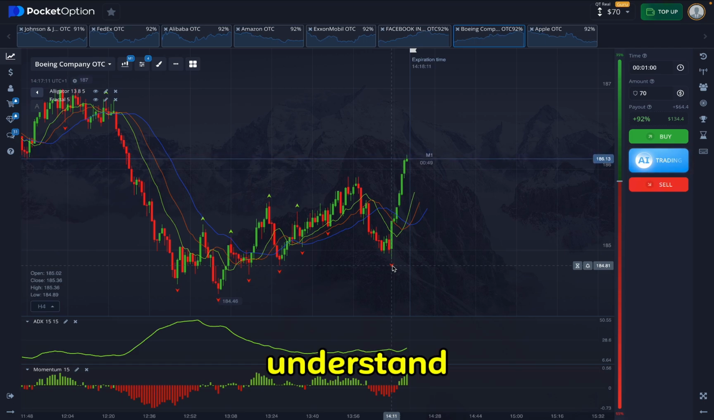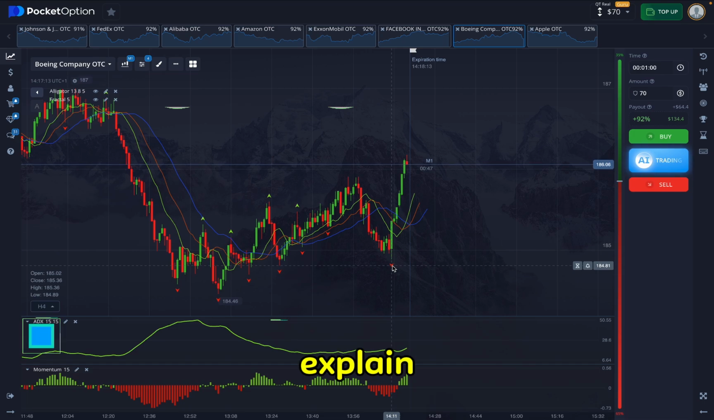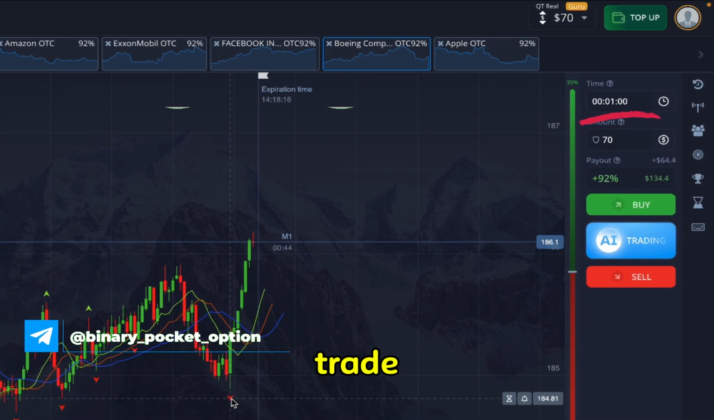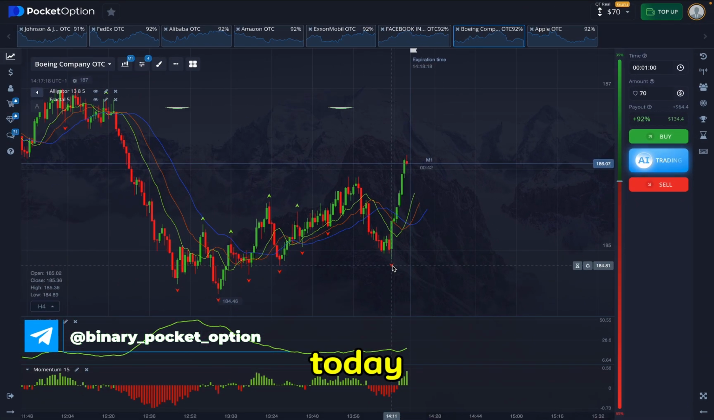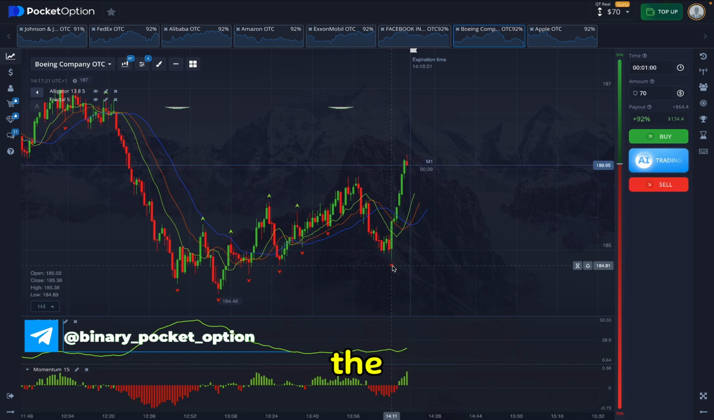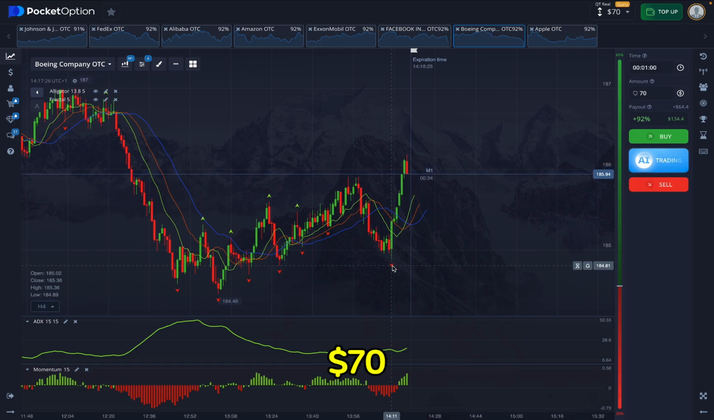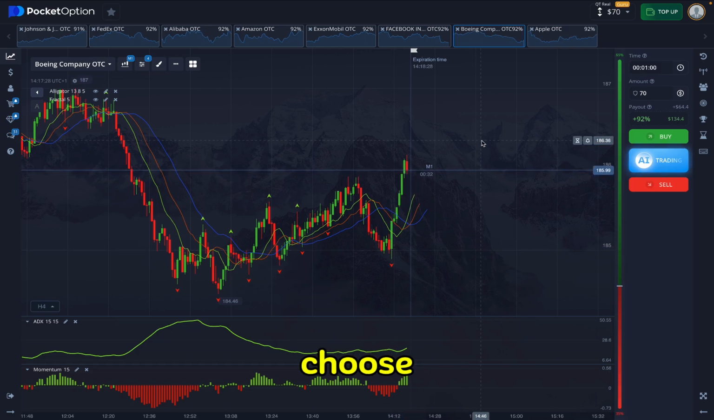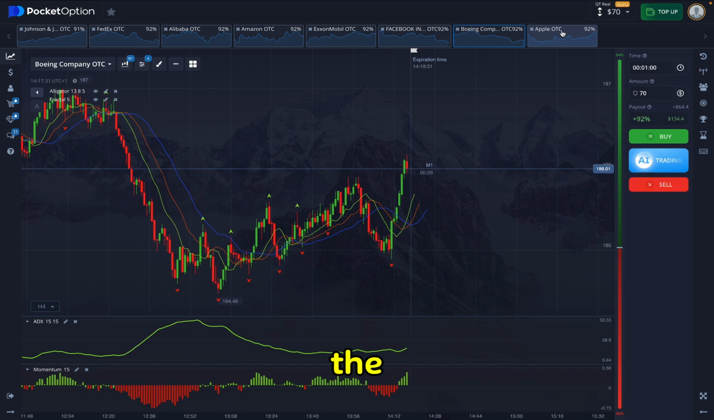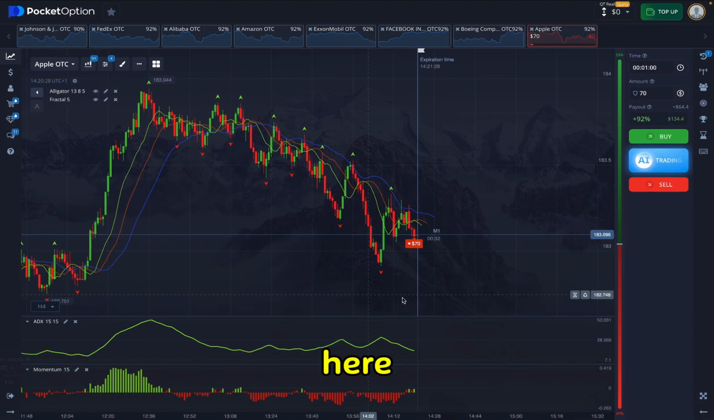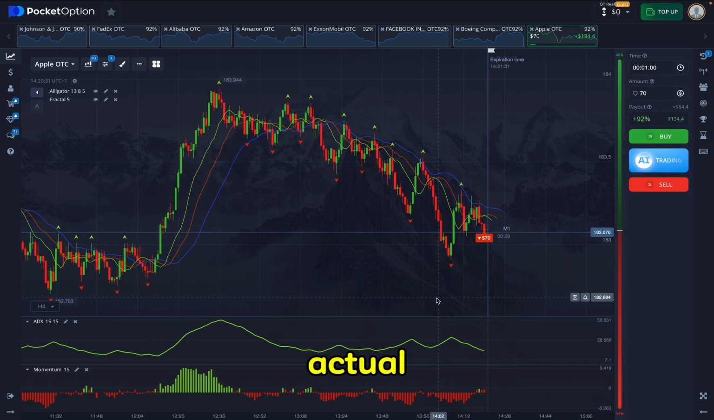I think you will understand everything perfectly because I always try to explain every trade in detail. We'll trade on the minute time frame. Today, we will make a good acceleration of the deposit, and the first trade will be open for the full amount of the balance, $70. Let's start and choose the first asset to find the most optimal entry point. And let's open the first position here on the downside in the direction of the actual trend dynamics.